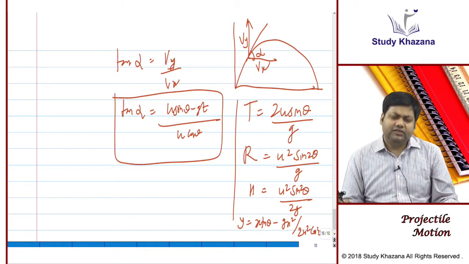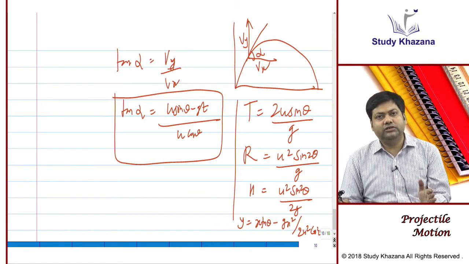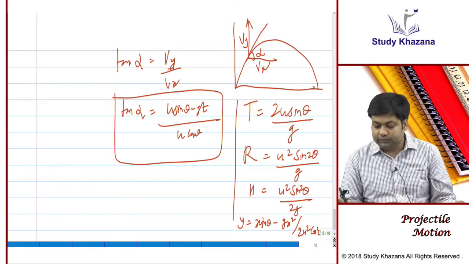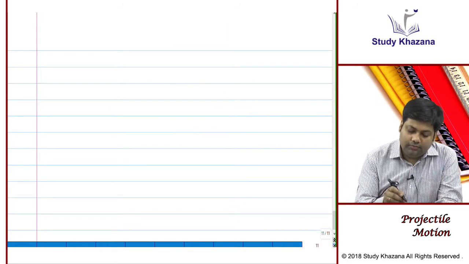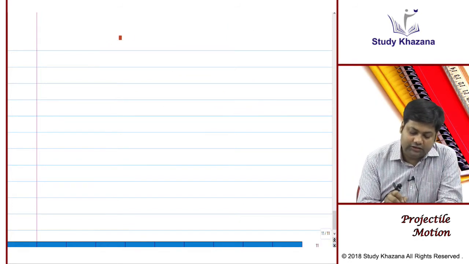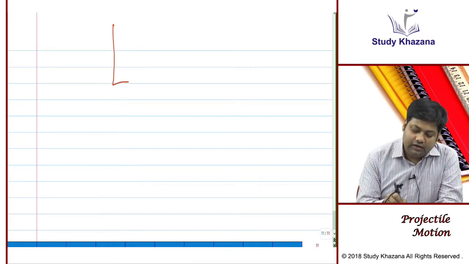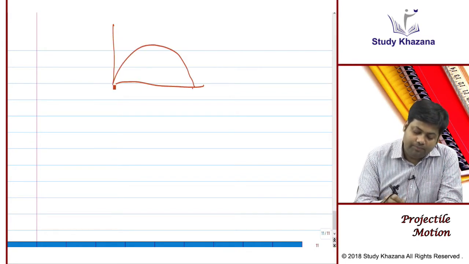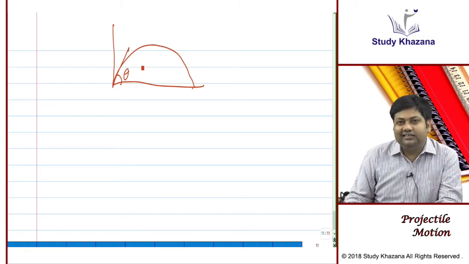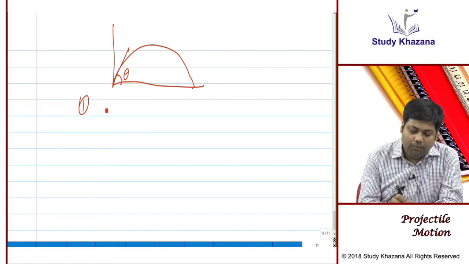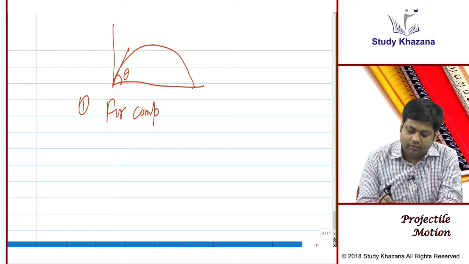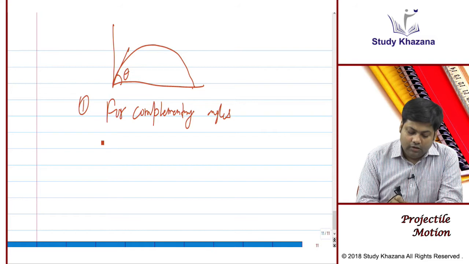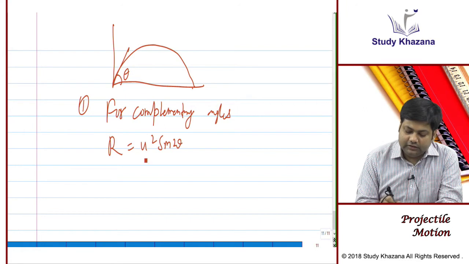Now we will come to some of the standard results which we can derive from these expressions. Let's say a body is projected, and you have these 4 fundamental results. Now let's say a body is projected with an angle theta. For complementary angles, we would see how the impact comes up. So we know that r is equal to u squared sine 2 theta by g.